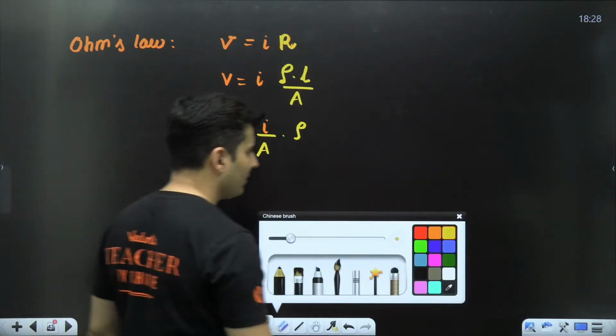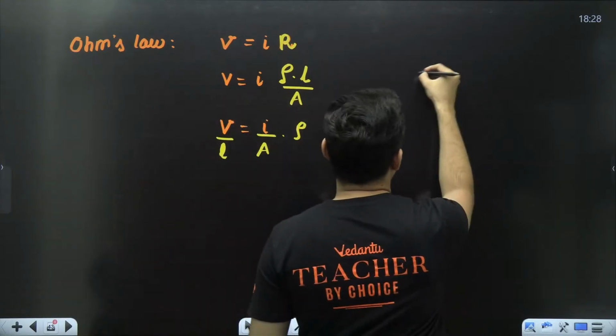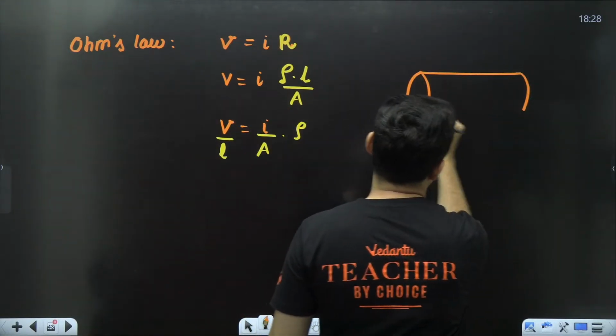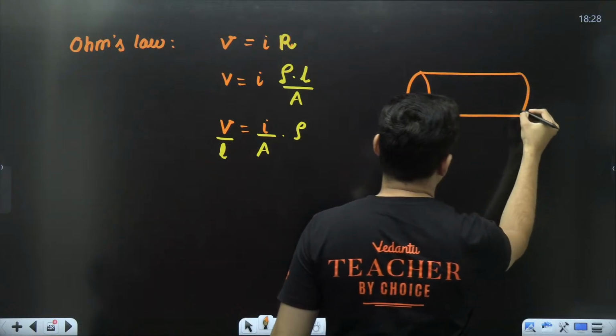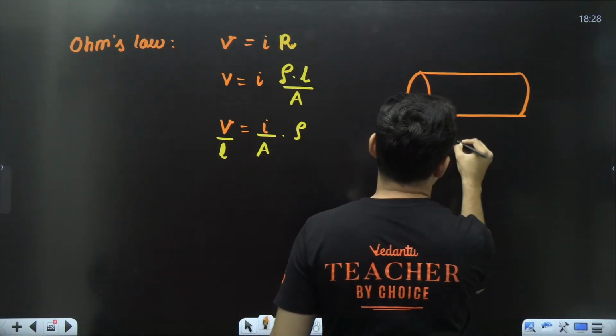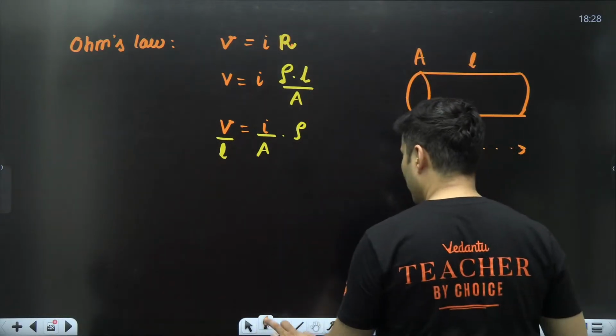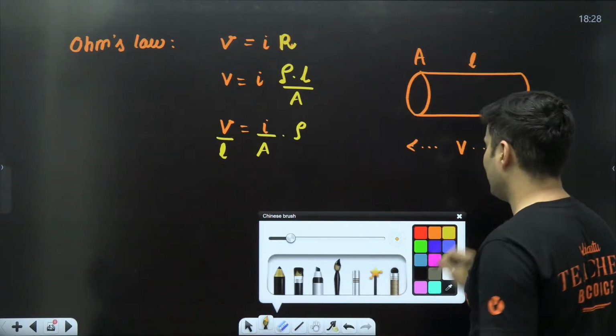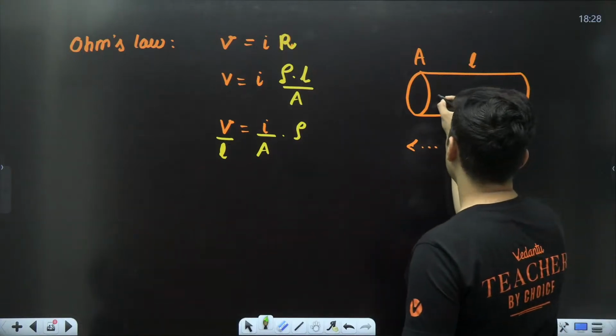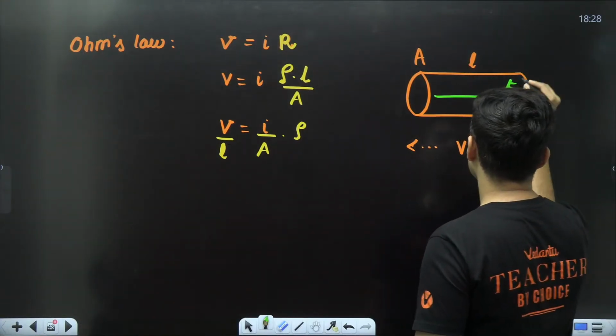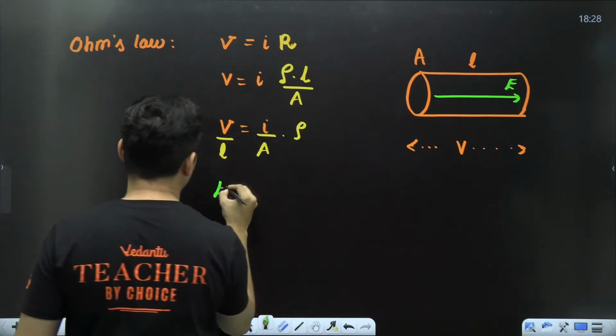In case of a wire, think about it. If you have a wire, whatever is the voltage per unit length, think about it. There is some voltage for this particular length. What is that voltage per unit length called as? Yes, it is nothing but your electric field.